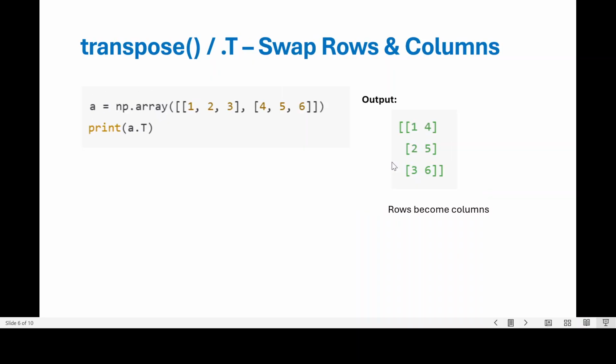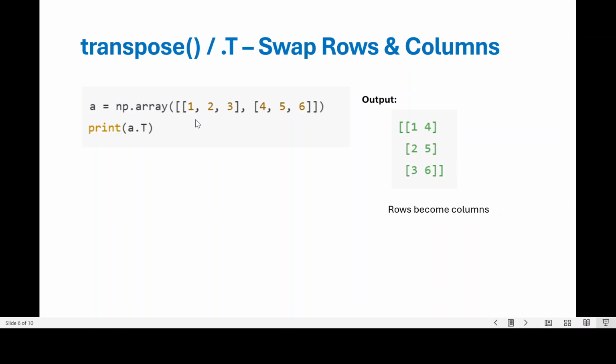Next, we are going to discuss transpose. The transpose function changes the orientation of an array. It converts rows into columns and columns into rows. This operation is commonly used in matrix operations and data processing. Let us understand this by using the following example.